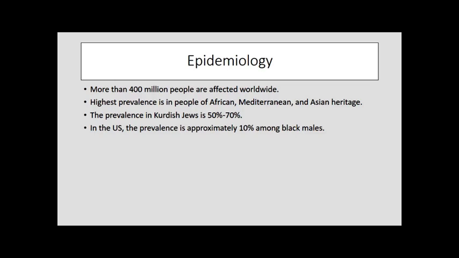Notice that there is a group of the population, Kurdish Jews, in which the prevalence is from 50 to 70% of the population. These are populations in which there is a lot of intermarriage. Okay? They marry their cousins, they marry people from their own ethnic group. In the US, the prevalence is approximately 10% among black males. This is the group where we find more prevalence because of the origin. The prevalence is 10% among black males.